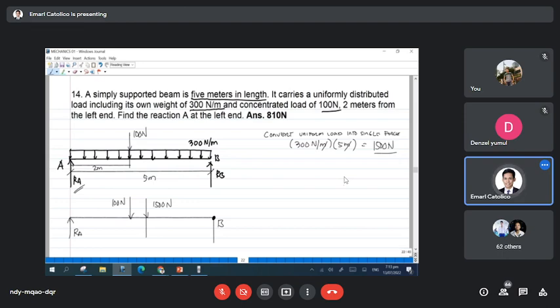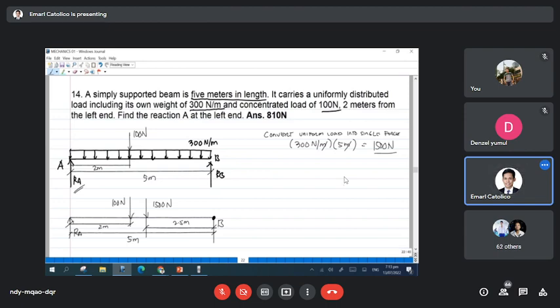So from here hanggang dito, sukat niya is 2.5 meters. So mula RA hanggang dulo, sukat niya is 5 meters. Then yung 100 Newton, sukat niya is 2 meters. So summation of moment ang gagawin mo kapag na-write mo na siya into free body diagram.